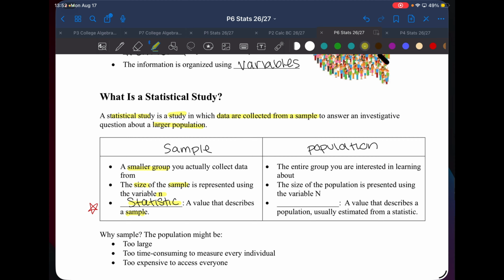For population, this is now the entire group, not just a small group, the entire group that you're interested in learning about. The size of a population is denoted by capital N. And the value that describes a population is called a parameter. What do you notice about those two words? They both start with the letter P. So parameter, population, statistic, sample. Pretty easy to memorize.